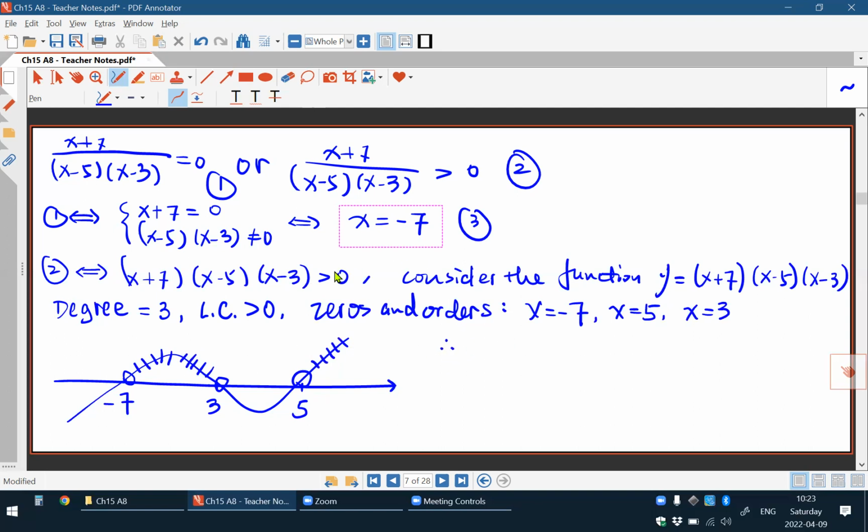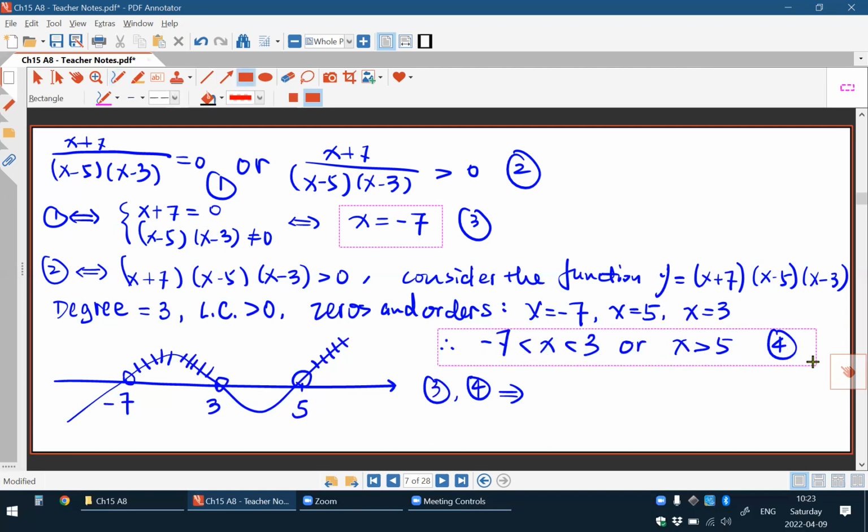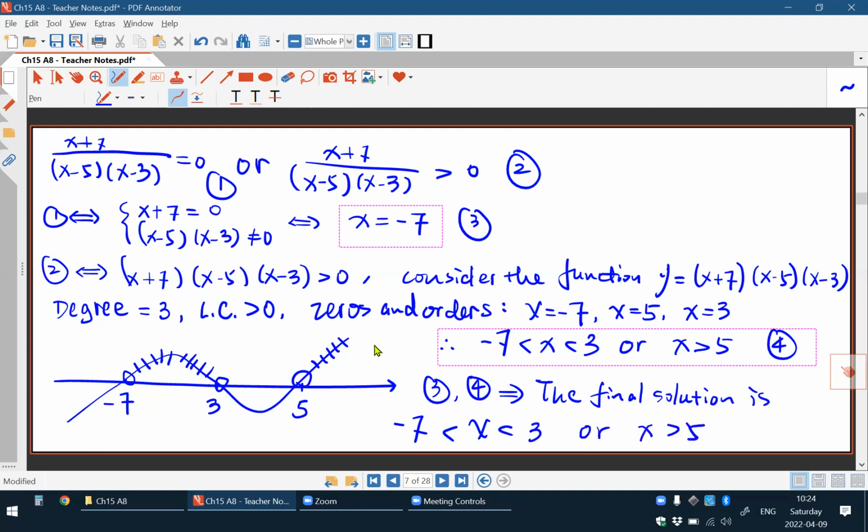Therefore, the solution to number 2 is x between -7 and 3, or x is greater than 5. So let's call this number 4. Then our final solution came from number 3 and number 4 here. The final solution is x can be within -7 and 3, or x can be greater than 5, and also x can be exactly -7, right?